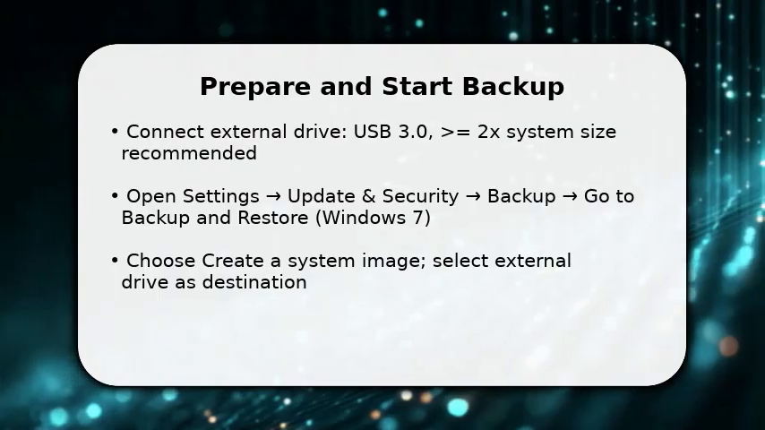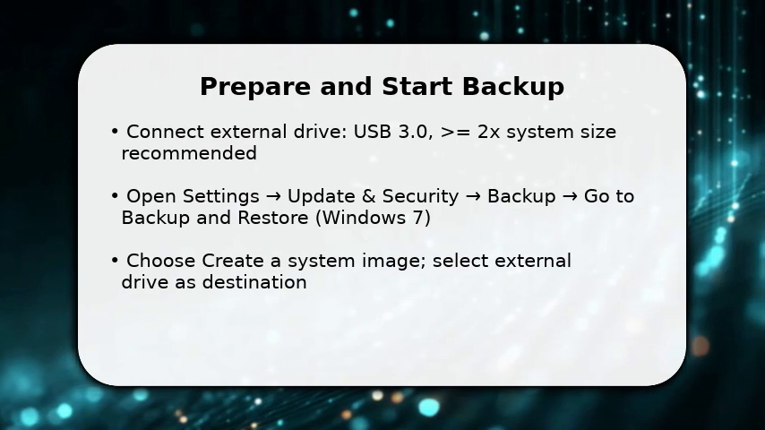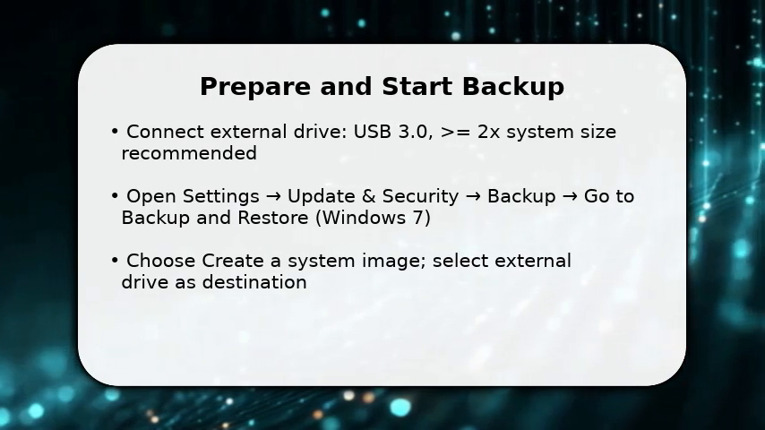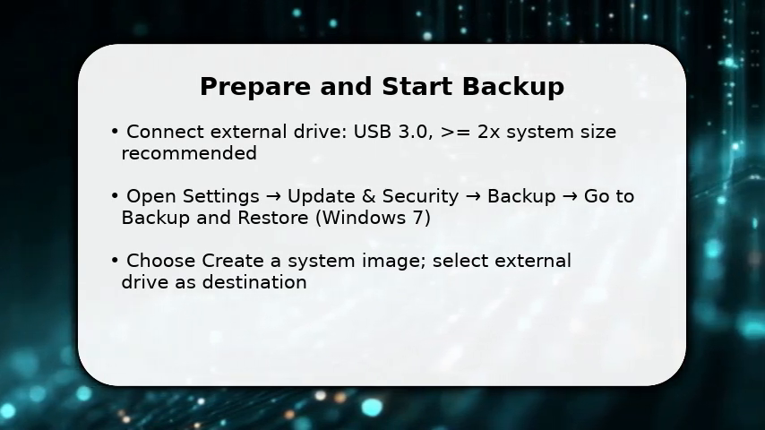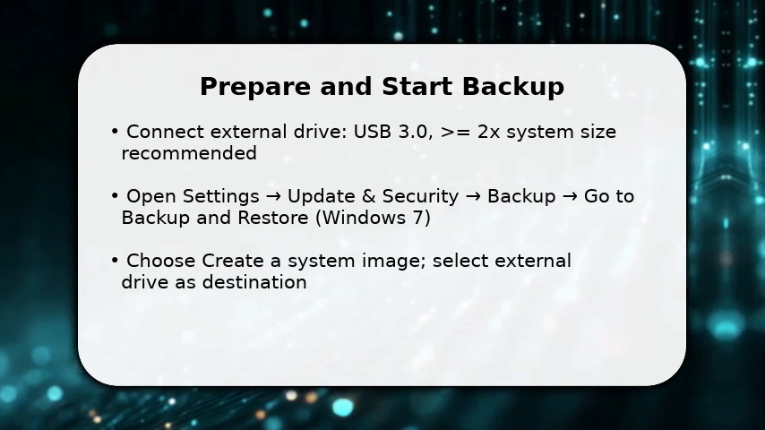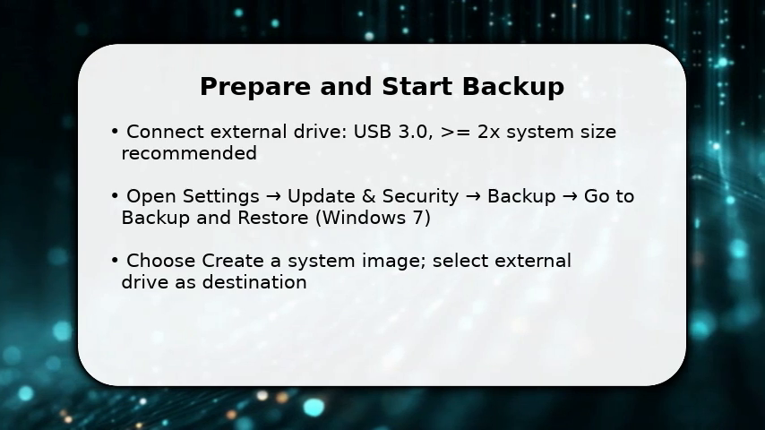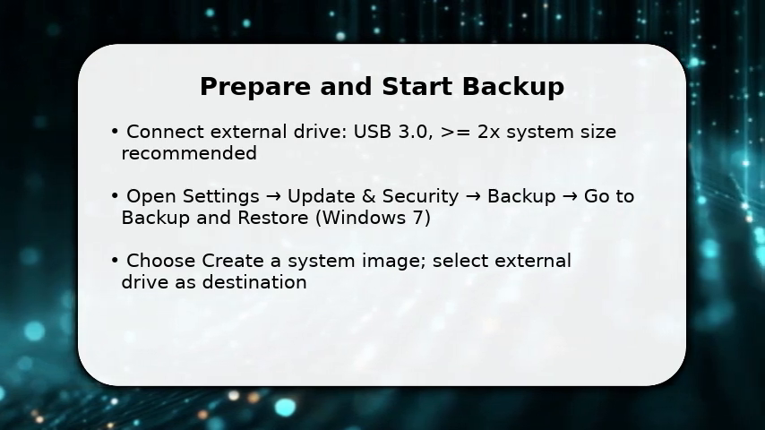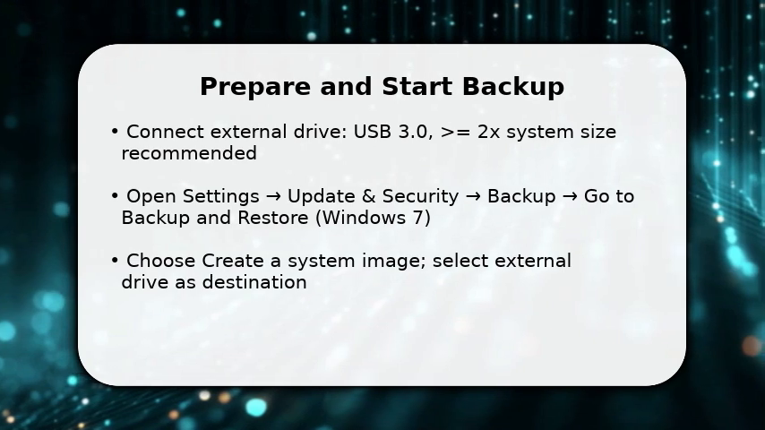You start by plugging a reliable external drive into a USB 3.0 port. Make sure it has at least twice the space of your Windows partition. Next, open Settings, go to Update and Security, then Backup, and click Backup and Restore Windows 7.